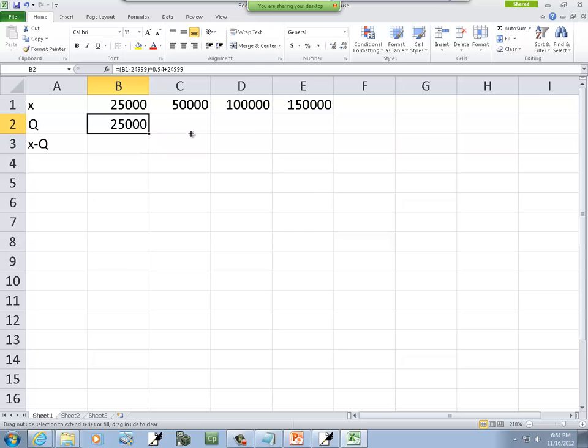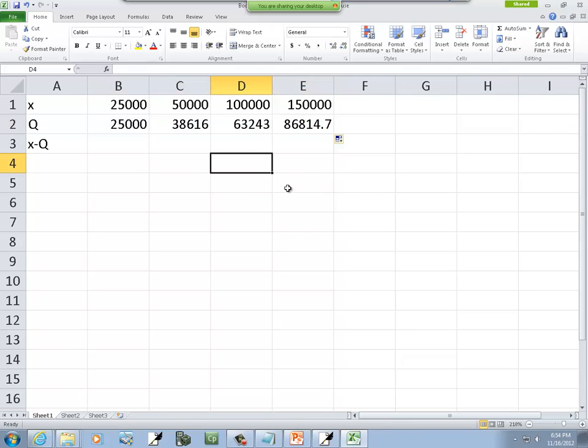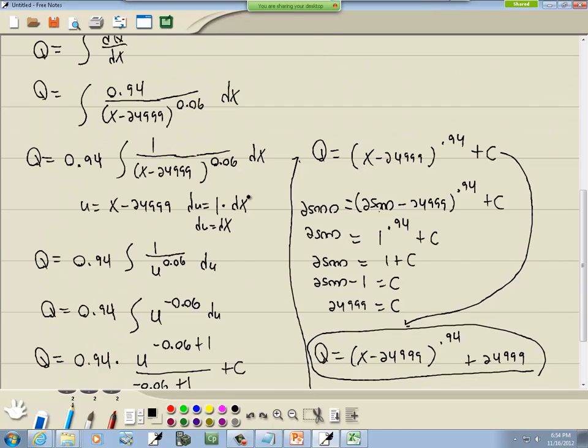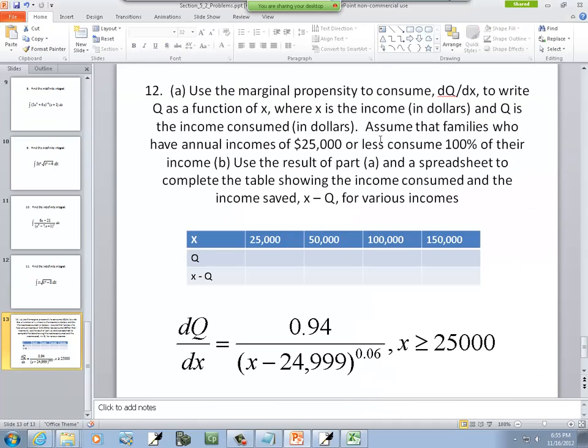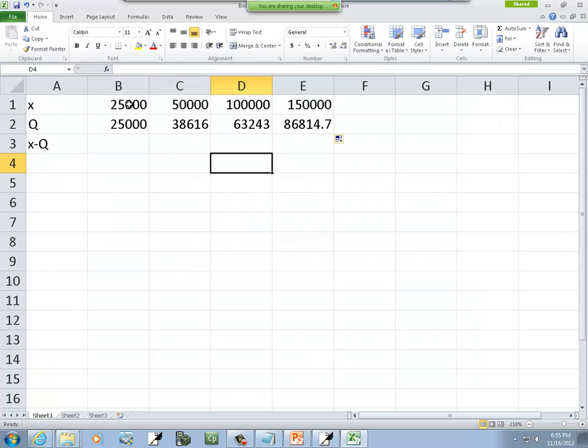And then if I fill that across, it'll look like that. Now remember, assuming this is a valid model, q is the income consumed. Well, if they only make 25,000, they use the entire amount just to try to make ends meet. If they get 50,000, then they use about this much to make ends meet. 100,000 this much, 150,000 this much.